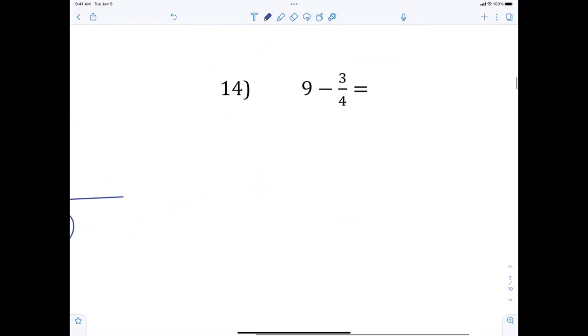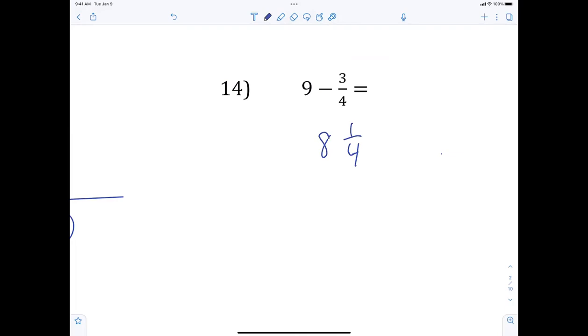Okay, Amaya, tell me about 14. That's right. You're awesome, girl. That was exactly right. 8 and 1/4. Very smart. All right, I appreciate that. That was good. 8 and 1/4. Anybody have any issues with that?